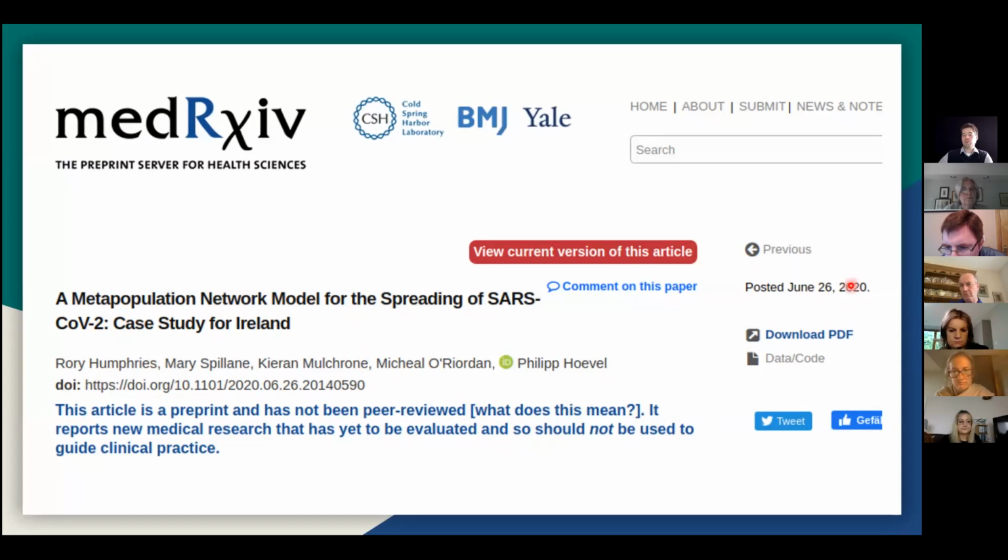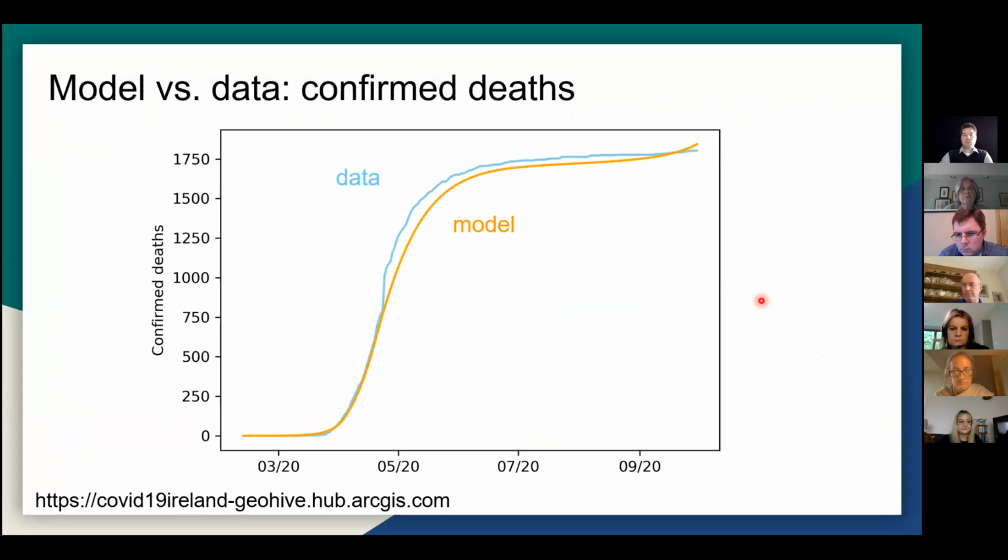And we posted this already in June. So we made a prediction in June about the numbers later this year and even beyond that. And what we found is this. So in blue is the data again. So that's in this case the confirmed deaths, because this seems to be the most reliable, most rapidly reported number.